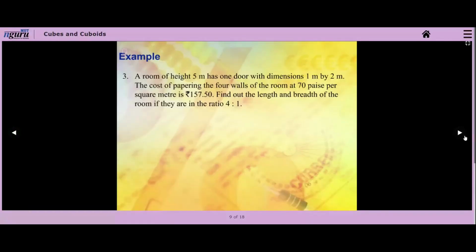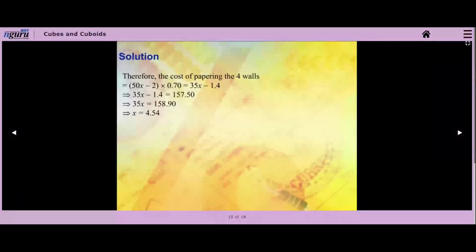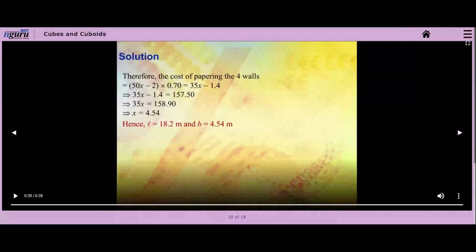A room of height 5 meters has one door. Therefore, the cost of papering the 4 walls at the rate of 70 paise per square meter is 35x minus 1.4. This implies that 35x is equal to 158.90. Simplifying, we get the value of x as 4.54. Hence, the length of the room is 18.2 meters and the breadth is 4.54 meters. Did you get this answer? Yes, ma'am.